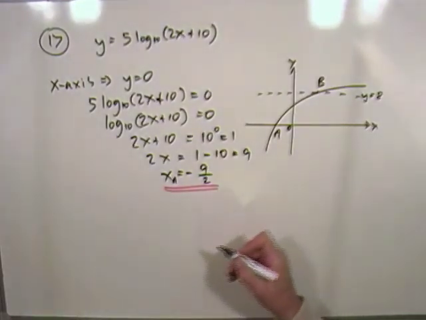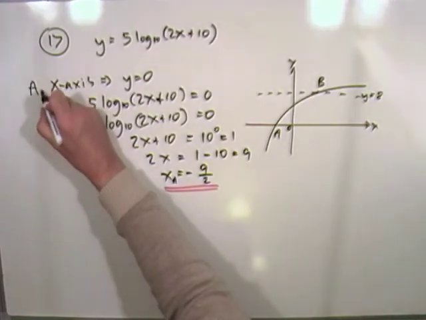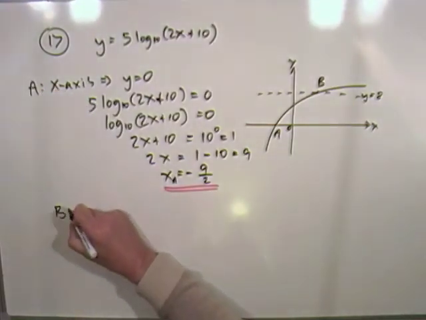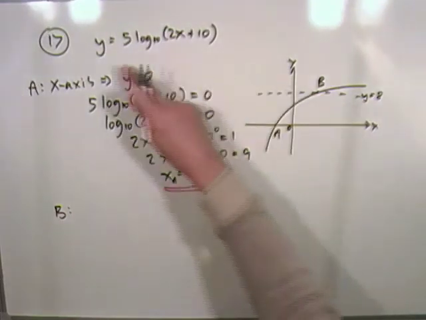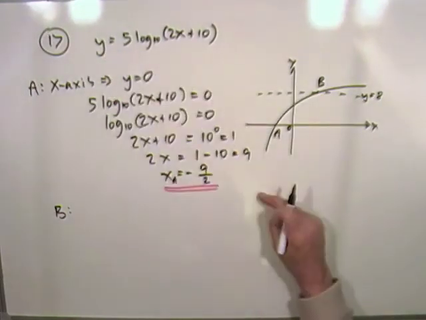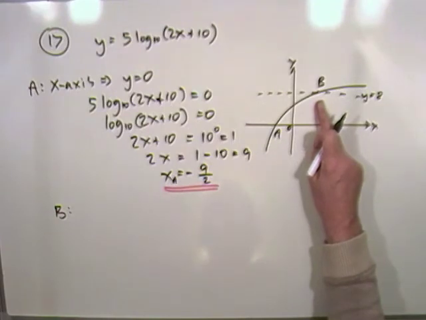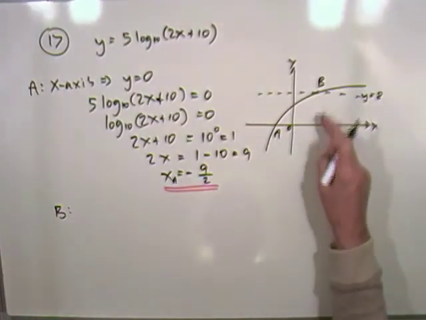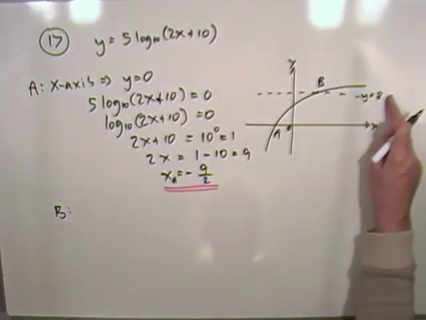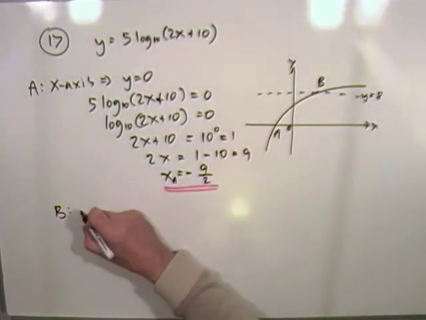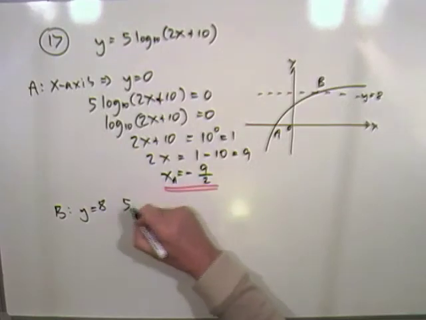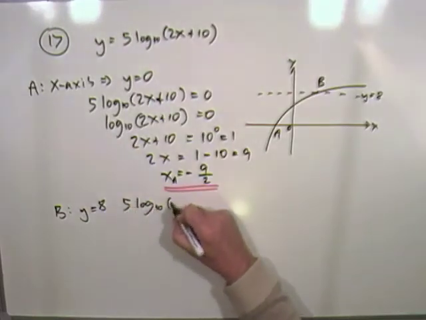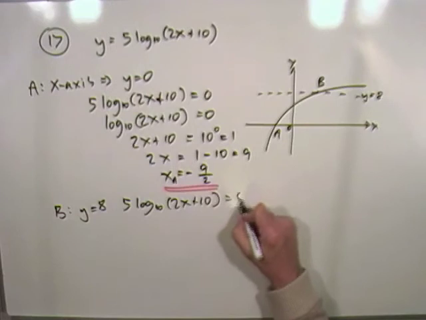Now what's the next part? B. So that was for A, I did that. So to find B, again, to find the coordinates of a point using the equation which connects the coordinates, you need to know one of them to find the other, or some connection between them. Well, on B, since it lies on y equals 8, y equals 8. So at B, y equals 8. So off I go again with this. So I've got 5 log 10, 2x plus 10 equals 8.